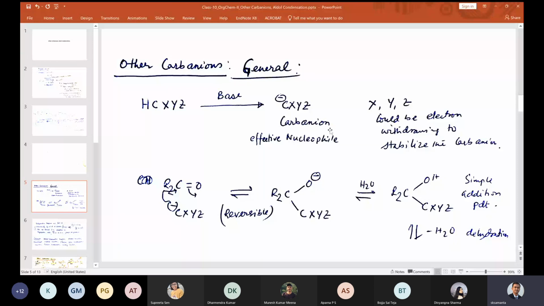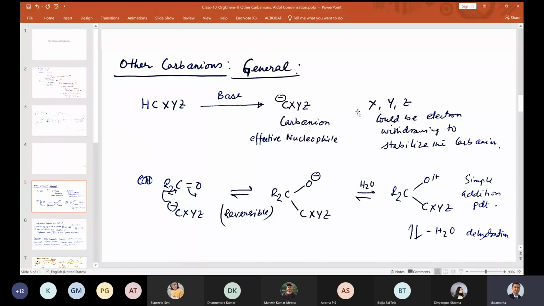These carbanions are very important in organic chemistry, and a lot of reactions are done through this carbanion chemistry, because this carbanion can act as an effective nucleophile. But as you can see here, this negative charge has to be somewhat stabilized. If it is too much stabilized, then it cannot act as an effective nucleophile. If it is not stabilized, then this species may not generate in the first place. So this species has to be stabilized to some extent.